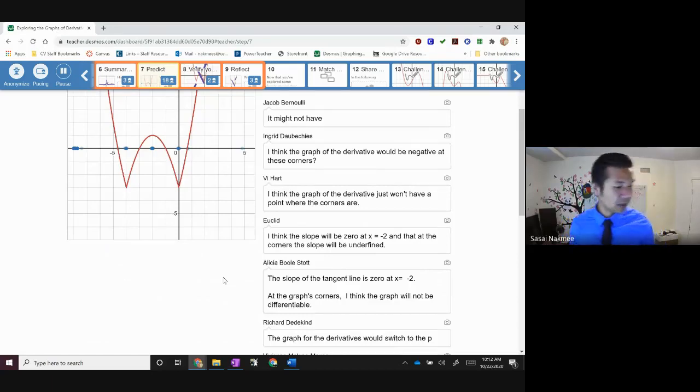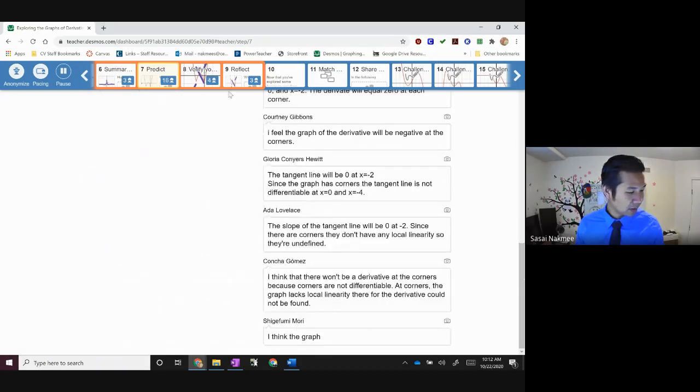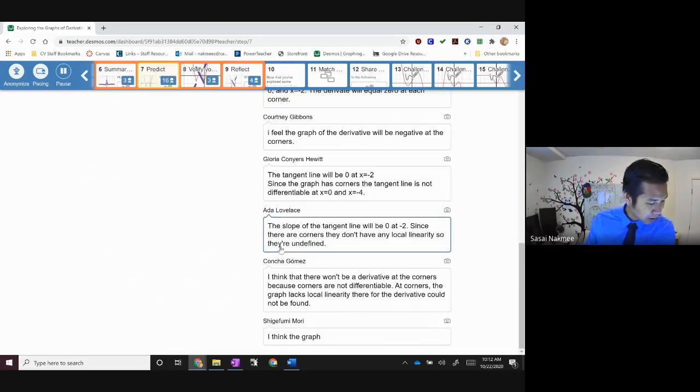That's where it contradicts. If you have a corner and it's not differentiable, that means the derivative value will not exist at that point, right? Good answers here. Let's take a look here. The slope of the tangent line will be 0 at -2. That's good. Since there are corners, they don't have any local linearity. Local linearity. That is a beautiful use of the vocabulary.